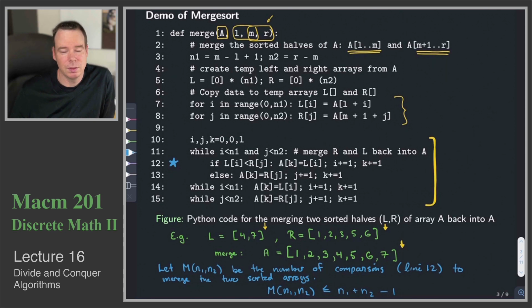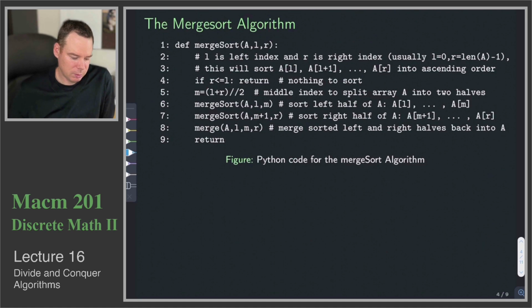Then we also have to check the number of comparisons in the recursive part when we've done the splitting up and we sort the individual pieces. So that's the next part we want to talk about. So that's the merger. How about the splitting up part?